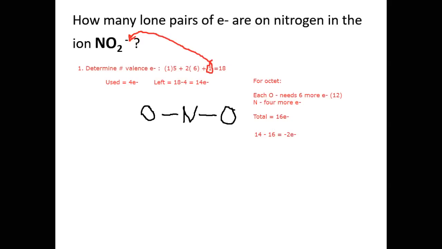So if we're deficient 2 electrons, what does that mean? That's correct, it means we need a double bond. So let's put a double bond here in the skeletal structure. And it doesn't matter which side you put the double bond as long as one side gets the double bond. So now if we look, we've used six. We have left 18 minus 6, which is 12 electrons.